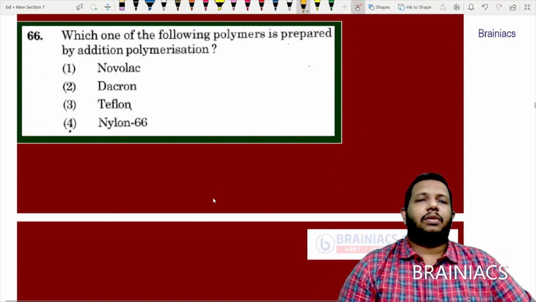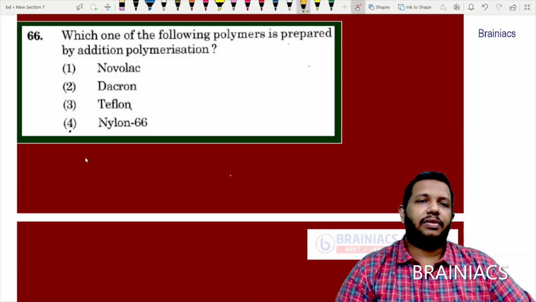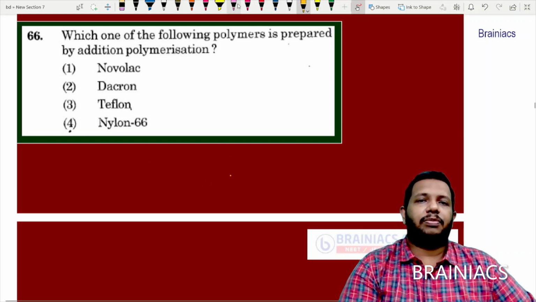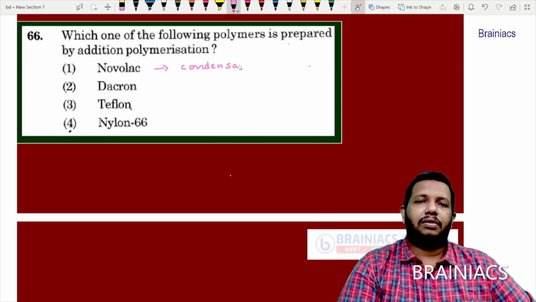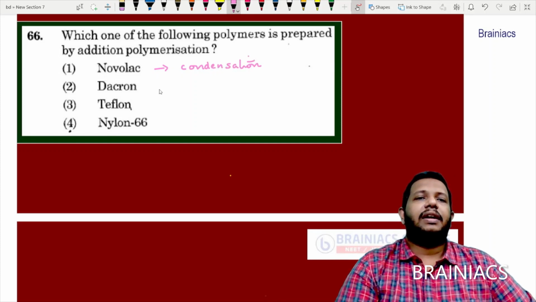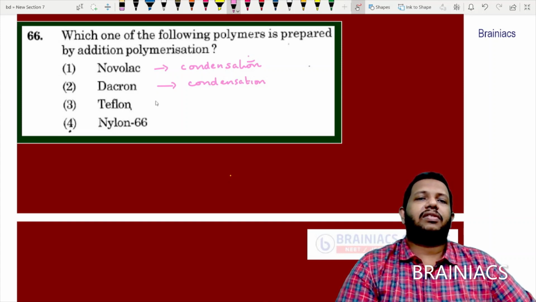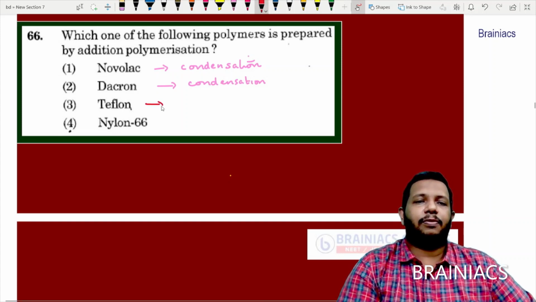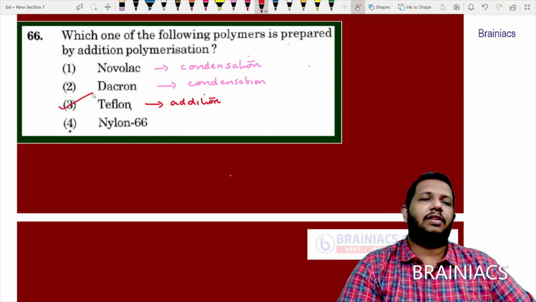Now let's look at the next question. Which one of the following polymers is prepared by addition polymerization? We know that this is from the chapter polymers. We have different types of compounds given. The first one, novolac, we know is formed as a product of condensation polymerization. Dacron is another one formed out of condensation polymerization, as an example we are learning. Next one, Teflon. We know it is formed by addition polymerization. So my answer for this question is option 3.